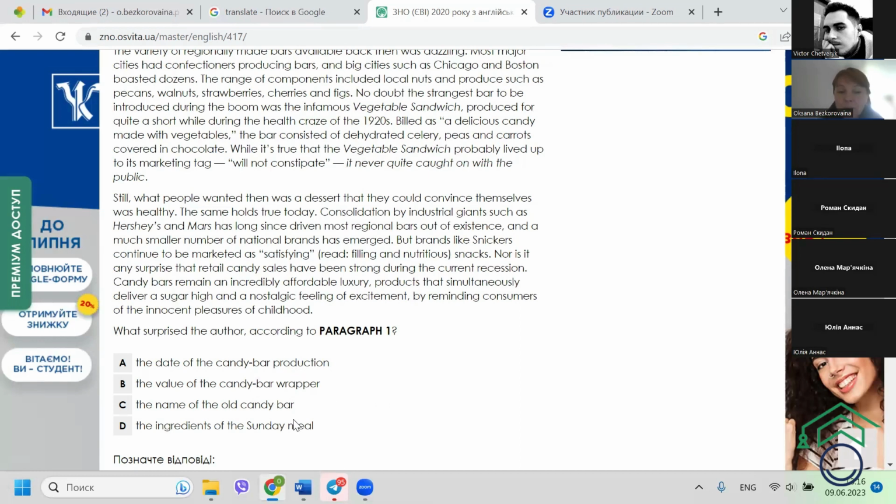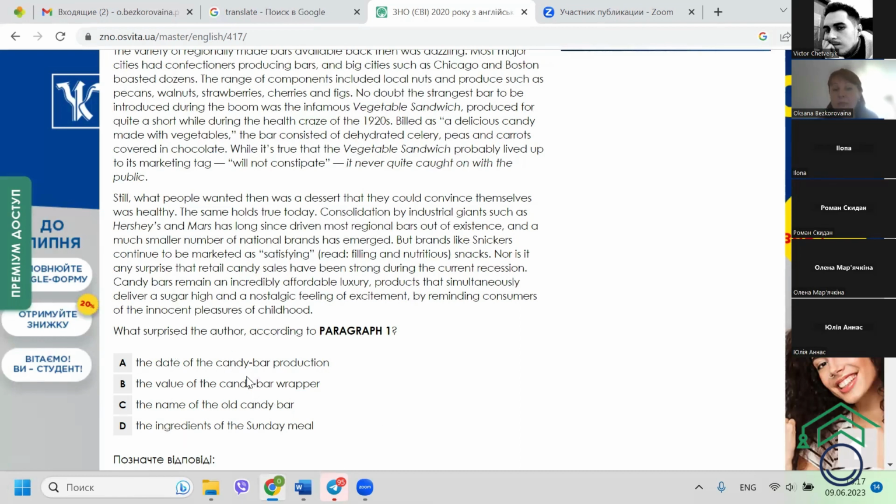The name of the old candy bar. Як називається цей бар? Бар в даному випадку це не бар, а батончик. Цукерка, батончик. Це може бути шоколадний батончик, да? Це може бути будь-яка цукерка окрема. The ingredients of the Sunday meal. Які інгредієнти в стравах? Складові недільної страви.